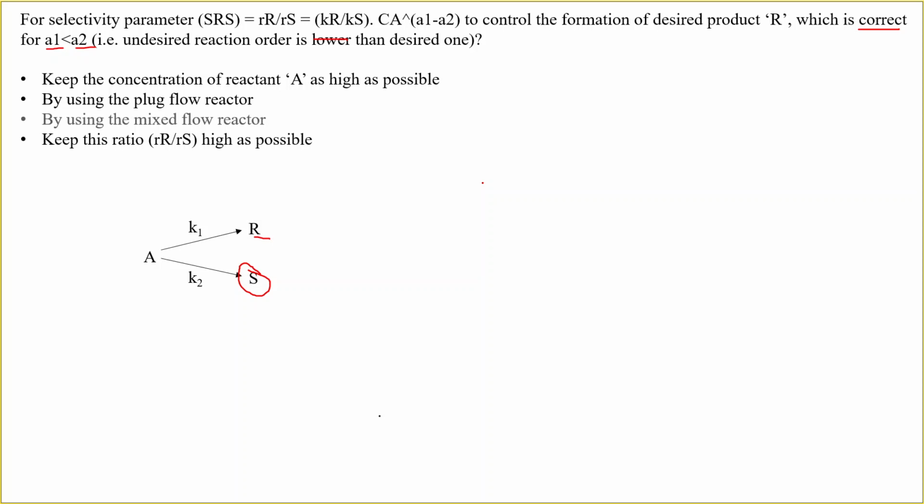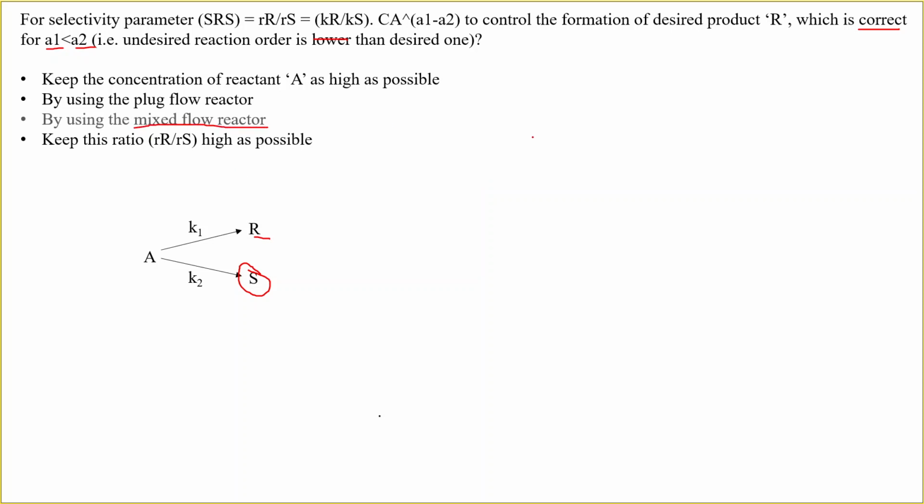No matter if the reactivity for S is higher than R, the formation of R will also take place and that will promote formation of R also. So that's why, by using a mixed flow reactor in this situation where the order of the desired product is lesser than the order of the undesired product, it is really beneficial for us to use the mixed flow reactor. And keeping this ratio R by S as high as possible can only be achieved using the mixed flow reactor. So that's why we have to use the mixed flow reactor.